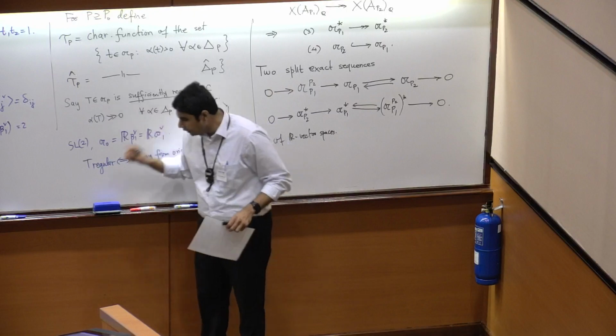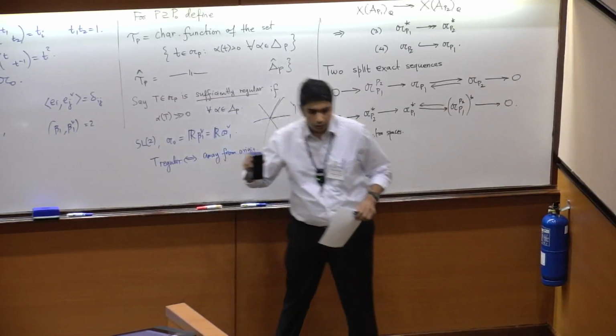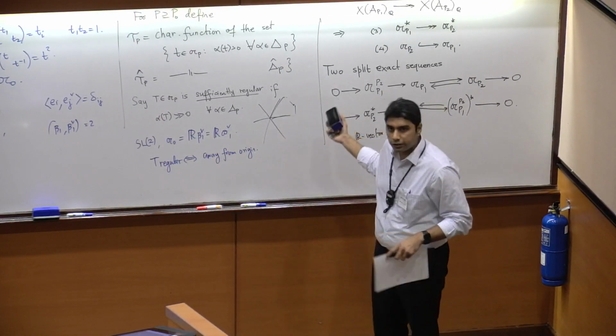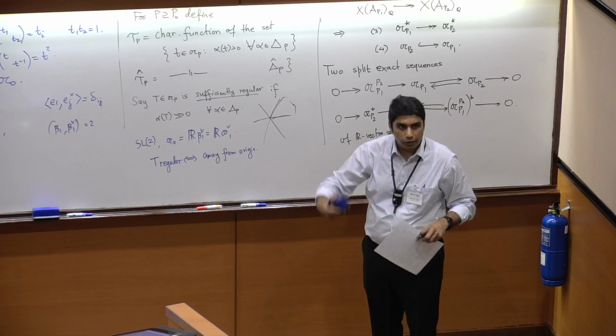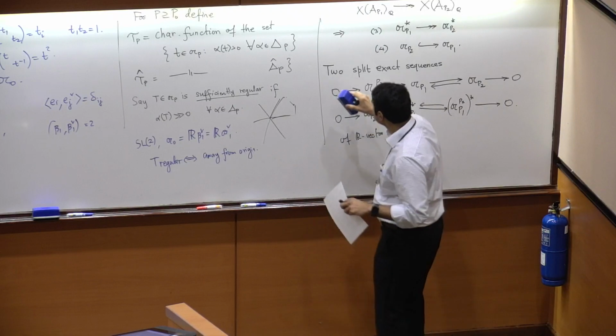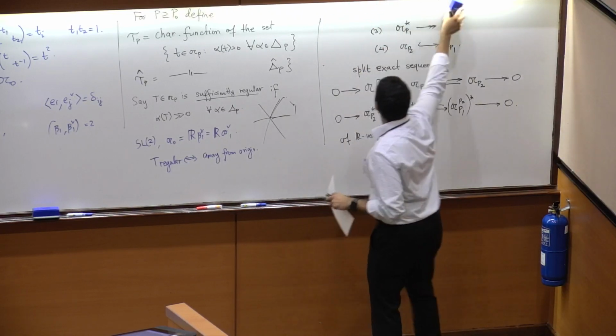Now, there's one ingredient I need before I define the truncated kernel, and that is the right regular representation when you take into account the parabolic subgroups. So, let me just define that.